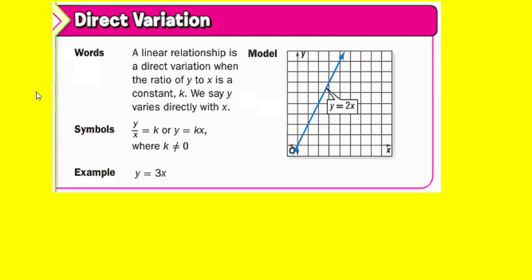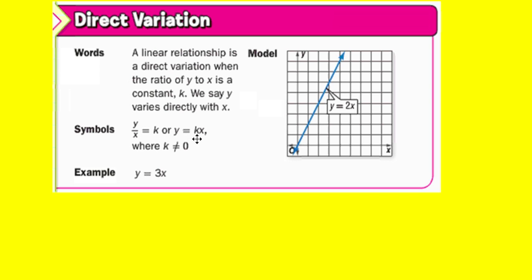Direct variation. A linear relationship, basically just a line, is a direct variation when the ratio of y to x is a constant, which is k. We say y varies directly with x. What that means is every time you set up a ratio of y over x, it's going to equal the same number, which is going to be k. So in symbols, it's going to say y over x equals k. Or you can say y equals k times x.